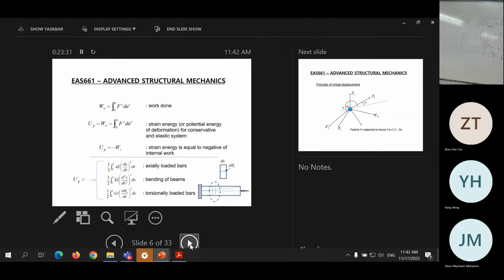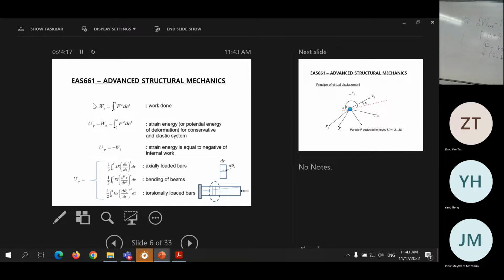Because the area under the graph is equal to the work done, the equation representing the work done is given by this first equation here. Work done by the external force, Fs, is equal to the integration from 0 to the final elongation E, of Fs multiplied with dES. That is the work done. And when you have work done by the force, the member becomes longer, then you have energy stored in the member, and that energy is called strain energy. That strain energy is equal to the work done.